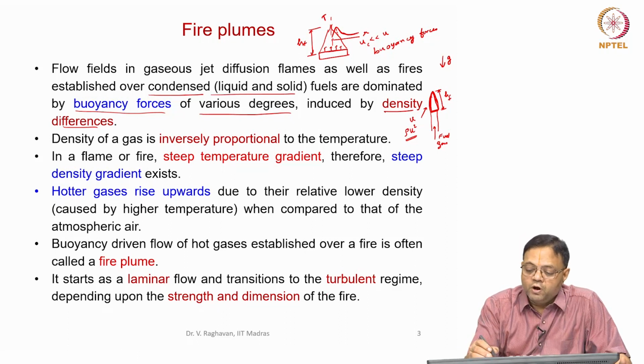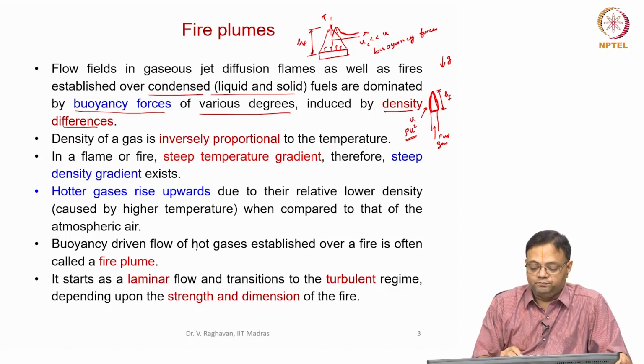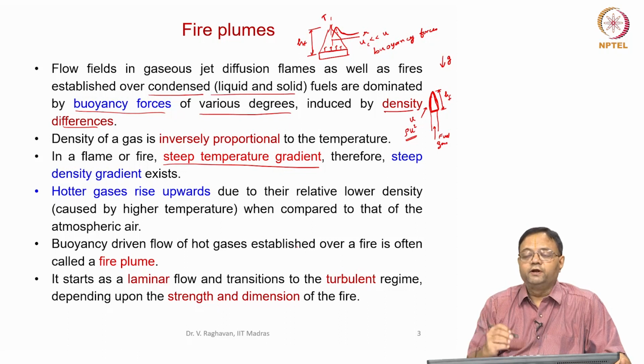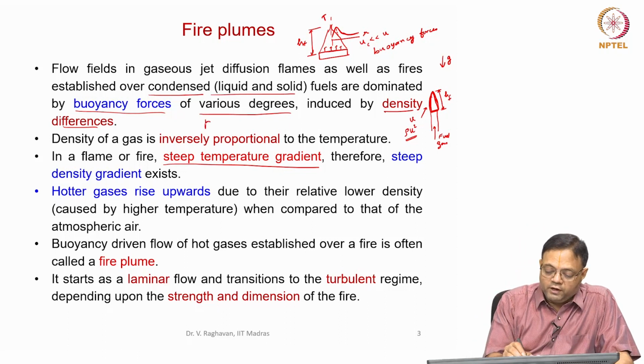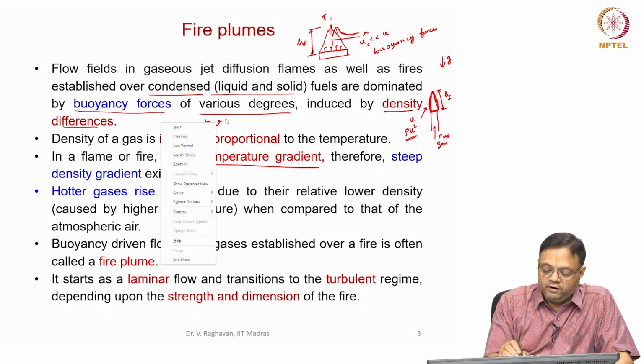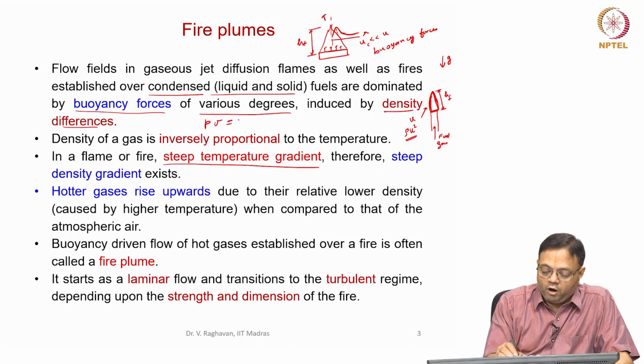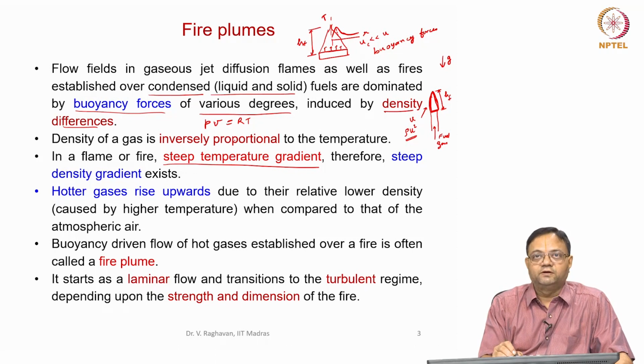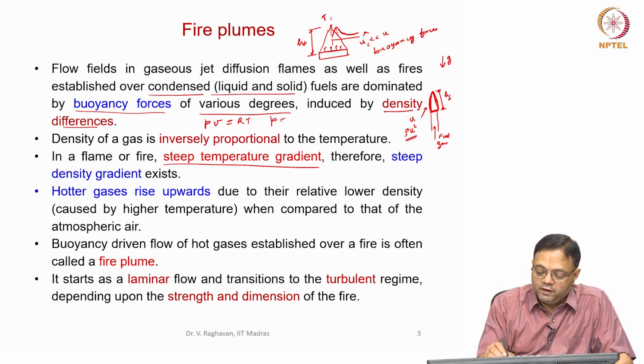So, this steep temperature gradient causes density gradient, because you know the equation of state PV equal to RT. We can say P is pressure in Pascal, V is specific volume, R is the specific gas constant, T is temperature in Kelvin. Now, I can write this as P equal to 1 by V RT or P equal to rho, density, RT.